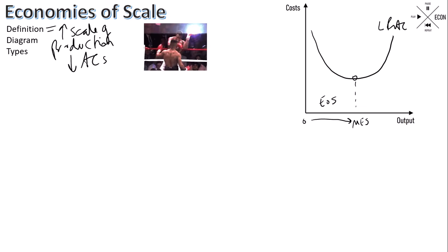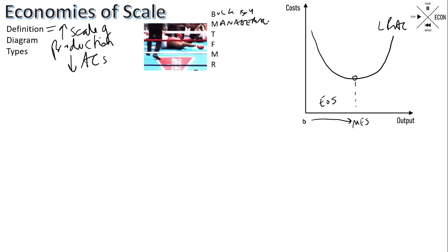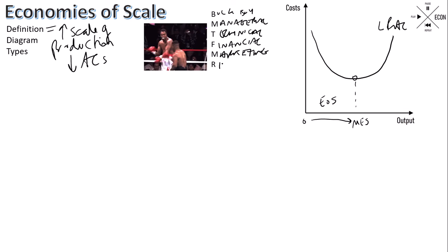There's various types of economies of scale. So the way I recall them is Big Mike Tyson fights Mexican rats. So we have got a few. We've got bulk buying economies of scale. We have got managerial economies of scale. We've got technical economies of scale. We have got financial economies of scale. We have got marketing economies of scale, and we have got risk-bearing economies of scale.